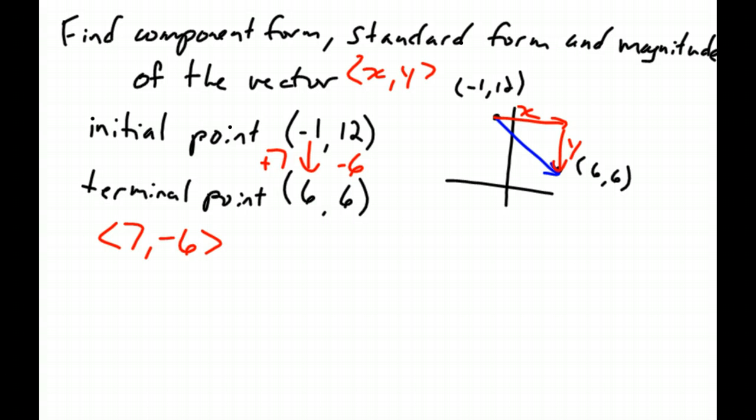To change this into standard form, just take your x, throw it in front of i, so 7i minus 6j. There's standard form. Whatever signs are in front of your component form vector, use those for this.